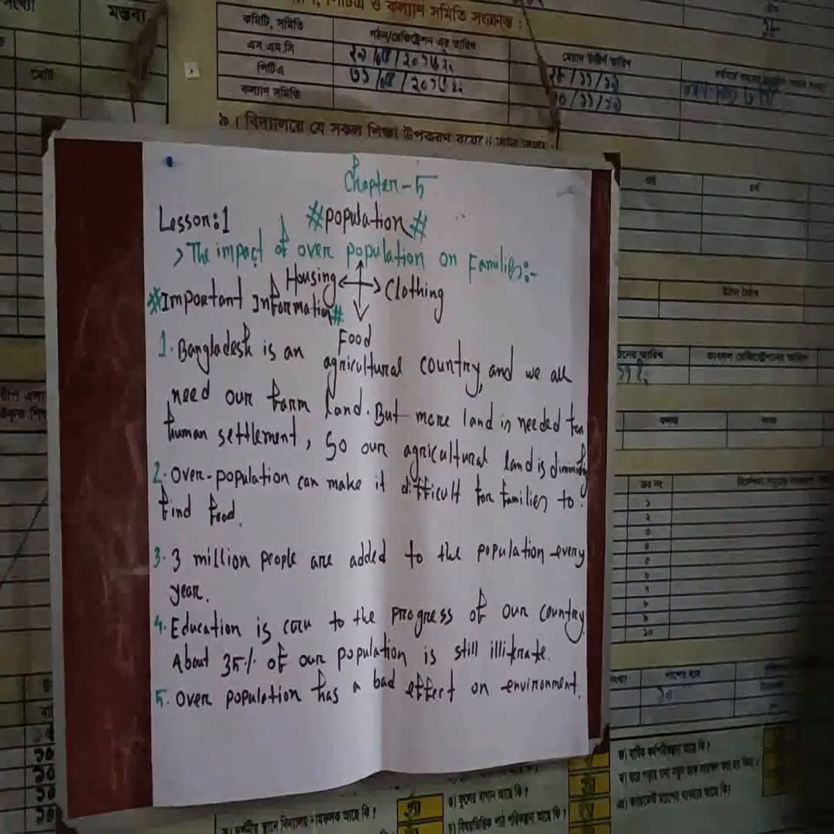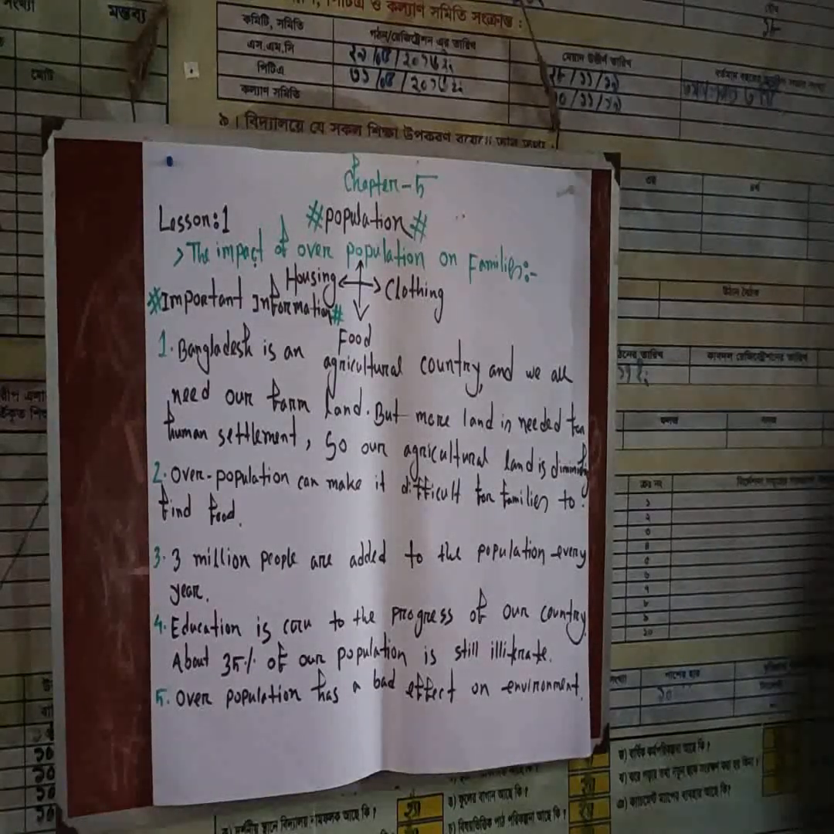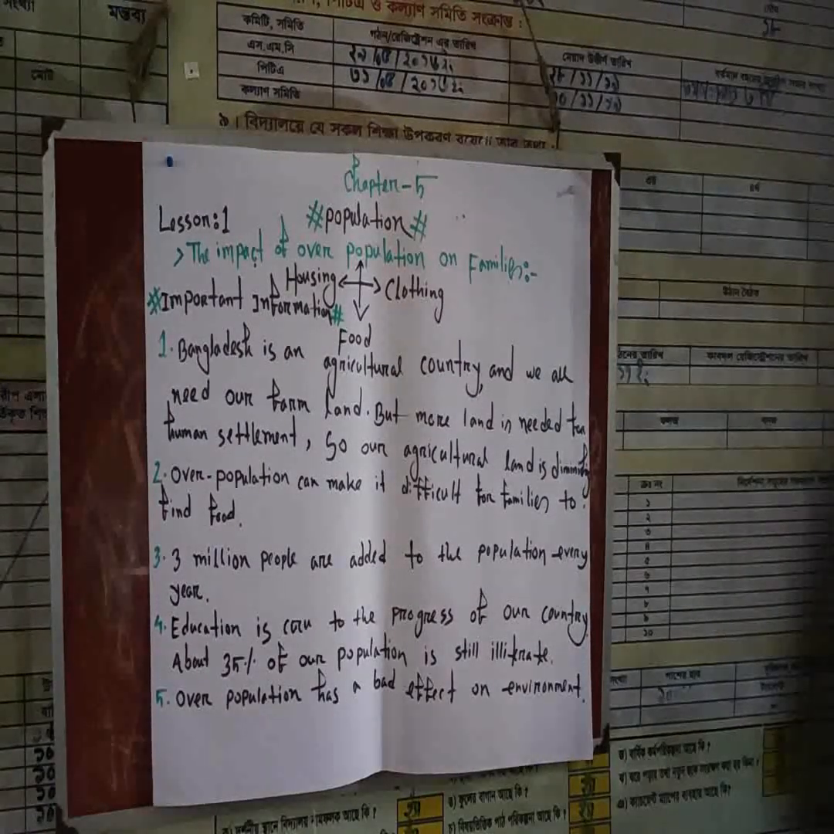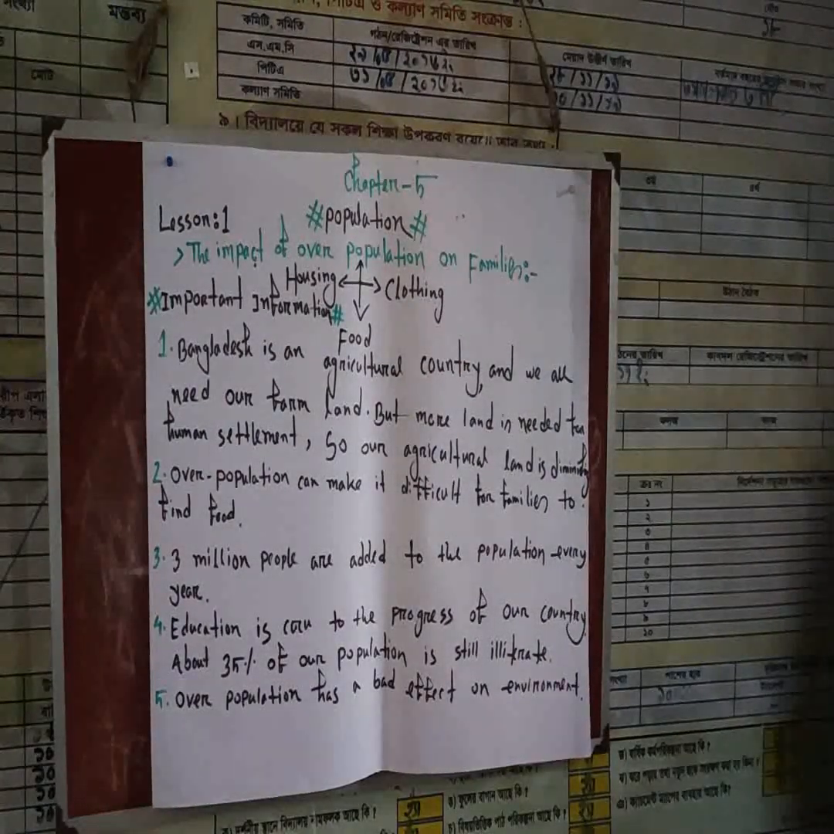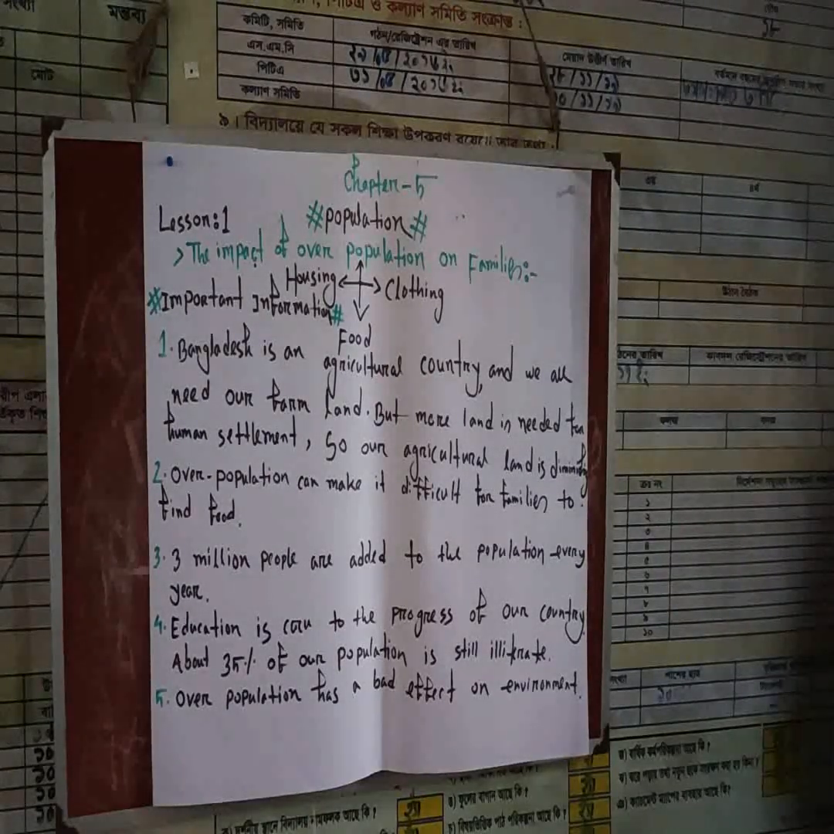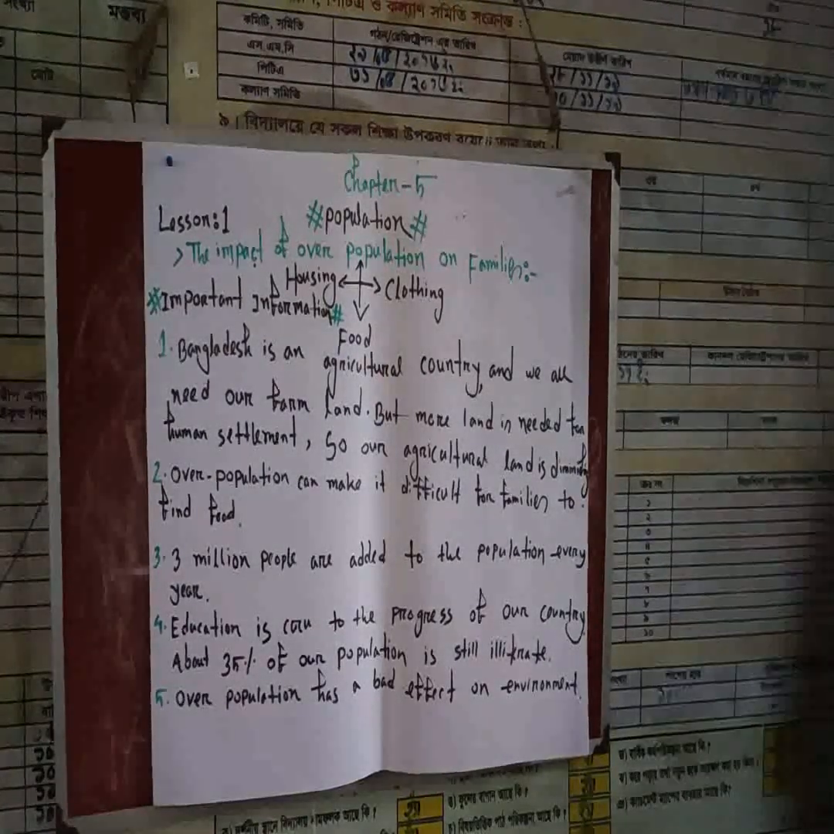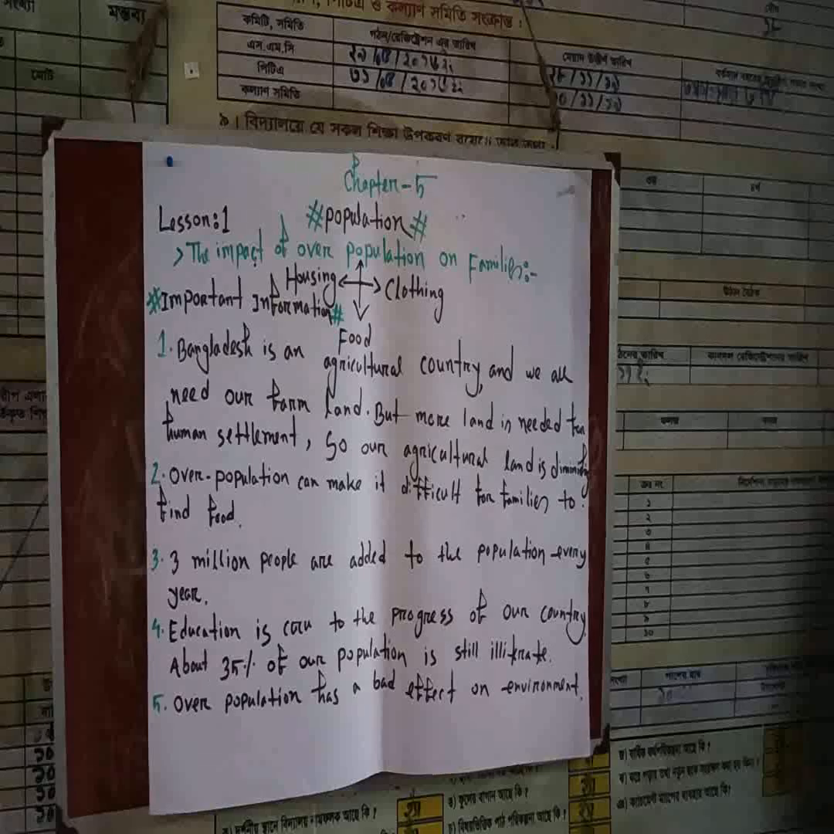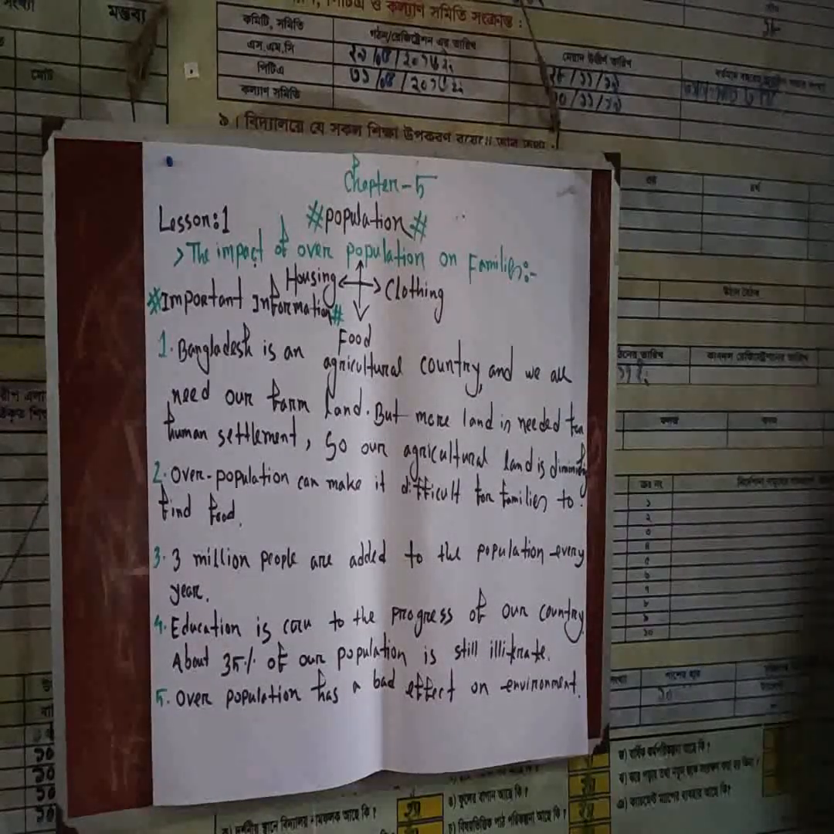Well, my dear students, you'll find a lot of poor people outside your home. Whenever you go to any slum area, you will find a lot of poor people who are deprived of their basic needs, especially food. So I think that's the main reason of overpopulation. And apart from this, food scarcity is a major problem in our country.